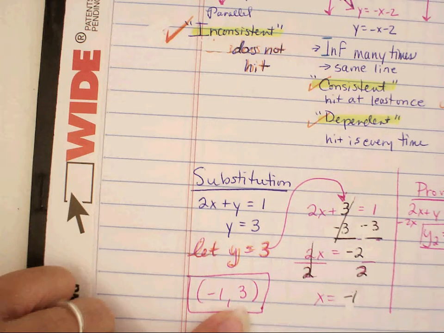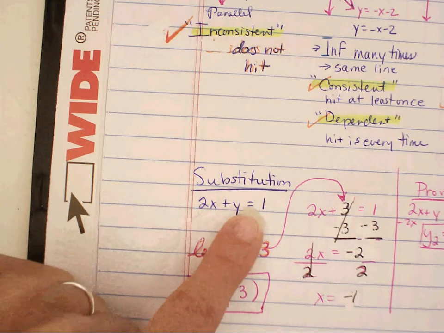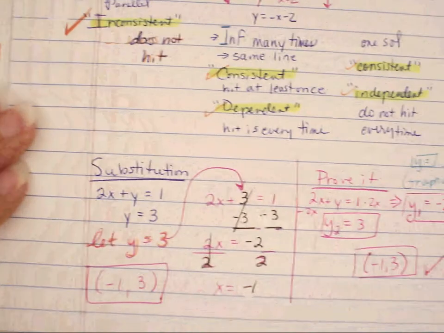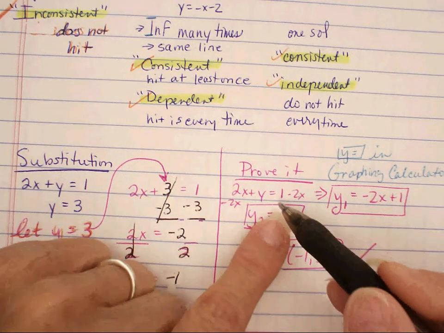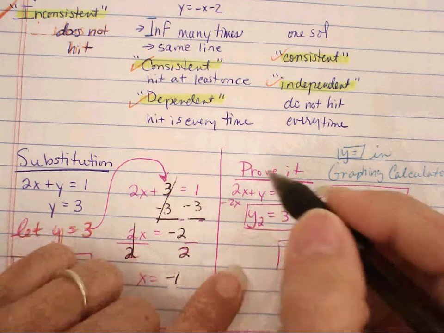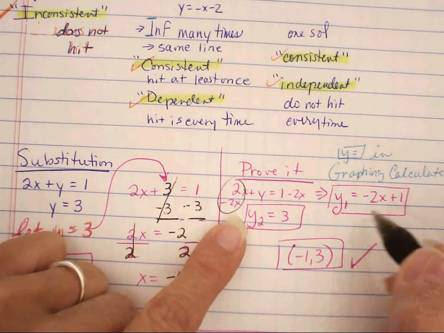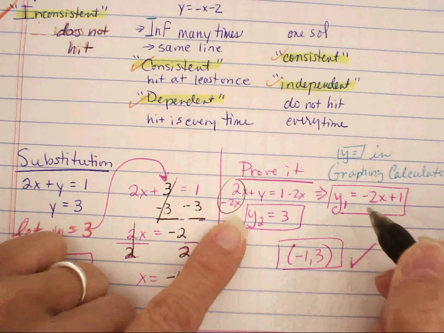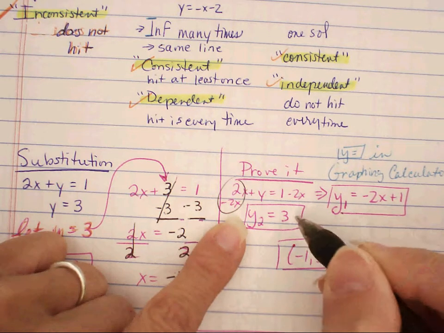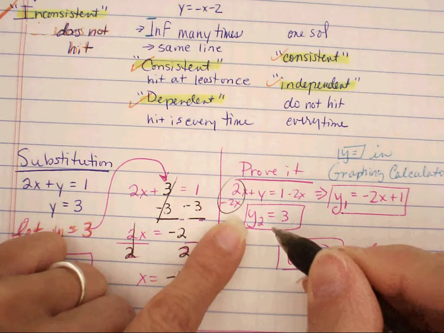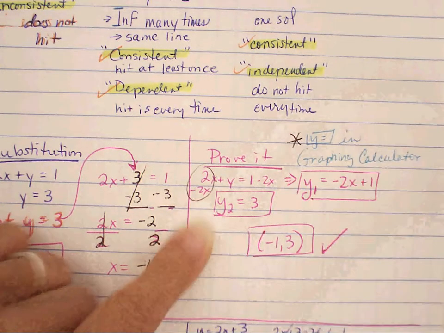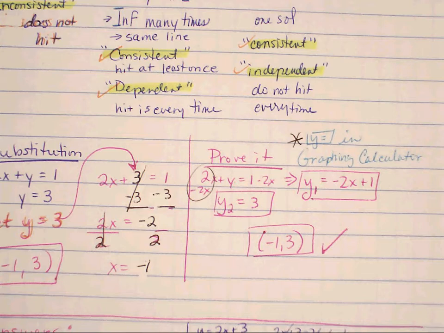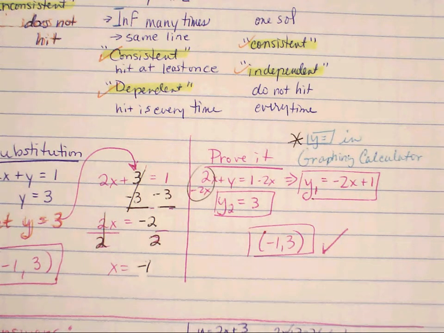Now, of course, you could plug in negative 1 and 3 and make sure that it would be 1. But I want you to prove it algebraically. So the first thing you have to do is get y by itself. So we subtract 2x from both sides, and y1 will be negative 2x plus 1, and of course y2 in the graphing calculator will be equal to 3. And I've already written up here where you're going to go. You're going to go to y equals in your calculator. So let's do that next.